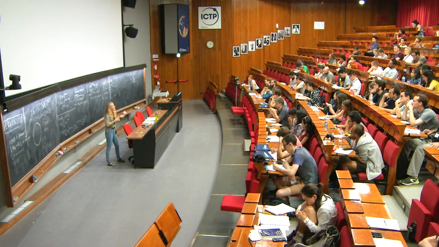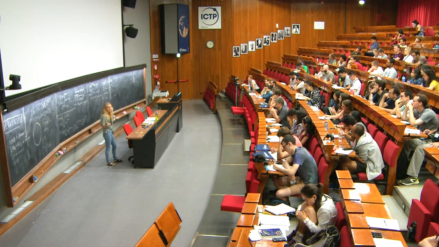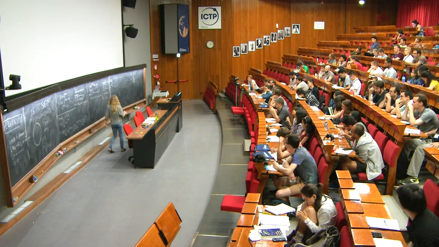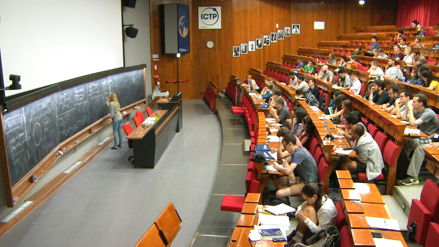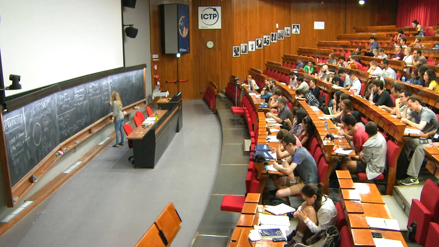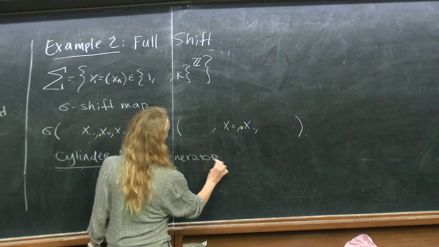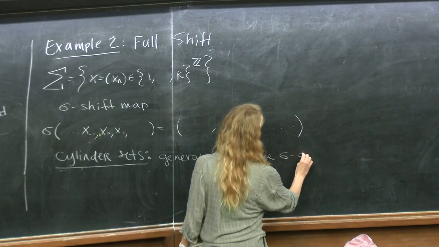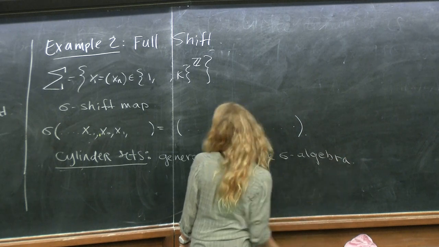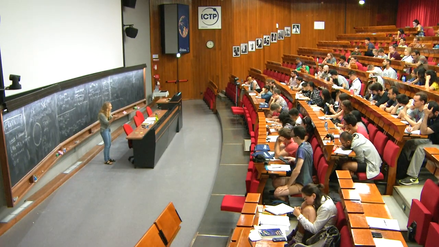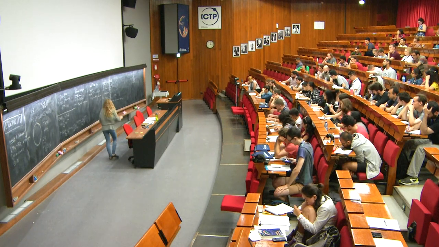So in R, or in [0,1], the generators are intervals, right? But I need to find the analogous concept here. So what are my generators here? Generators in this space are cylinder sets. So these will be generators of the sigma algebra. And what do they look like? Well, cylinder sets are sets of sequences that are formed by fixing finite strings of symbols, okay? So you say, from this point to this point, I want it to look like this, and then you're free outside of that, okay? So let me write this.